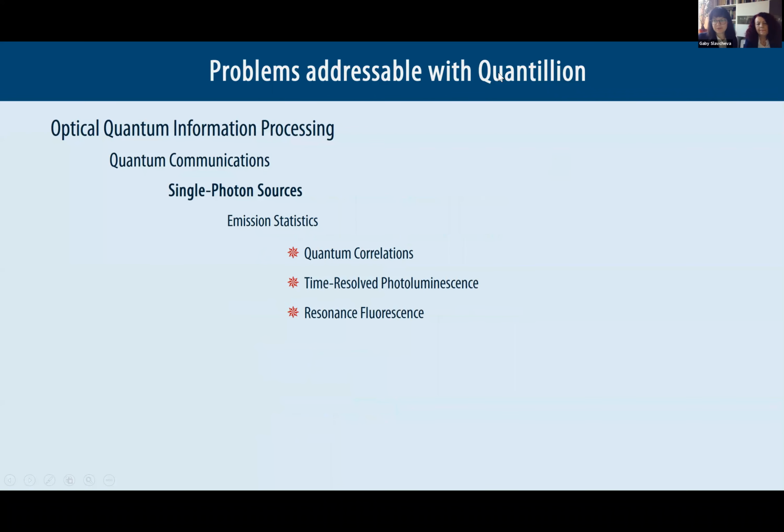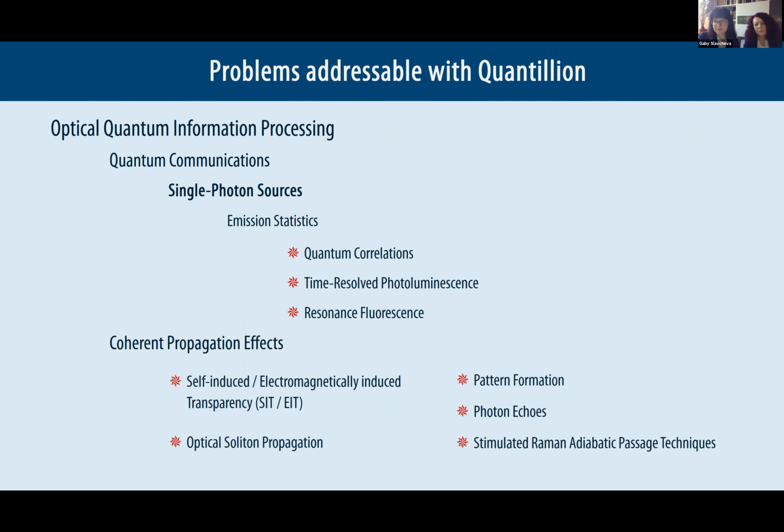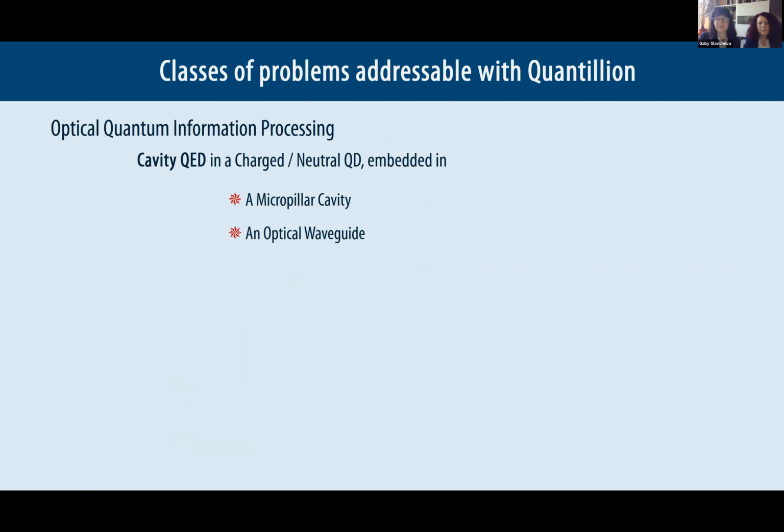With regard to quantum communications, Quantillion can model the emission statistics of single photon sources, such as quantum correlations and time-resolved photoluminescence. And Quantillion can accurately describe coherent propagation effects, such as self-induced transparency and optical soliton propagation, as well as cavity quantum electrodynamics in a charged or neutral quantum dot embedded in a micropillar cavity or an optical waveguide.